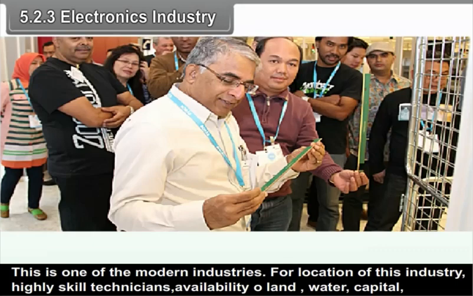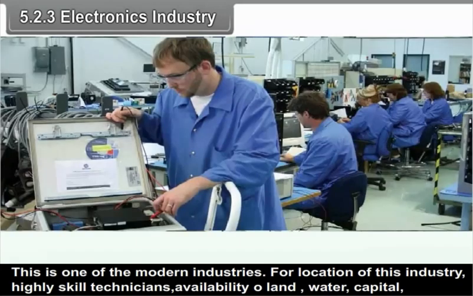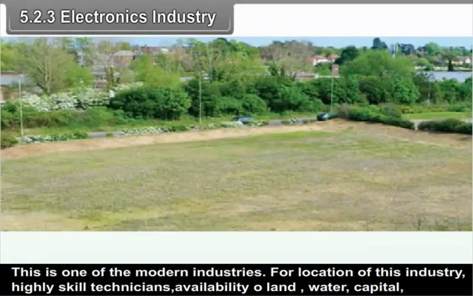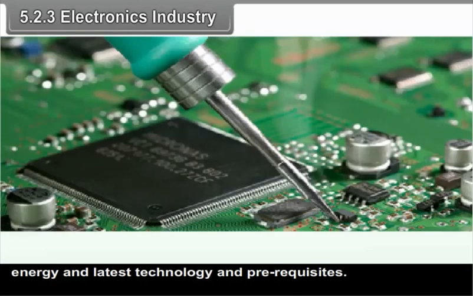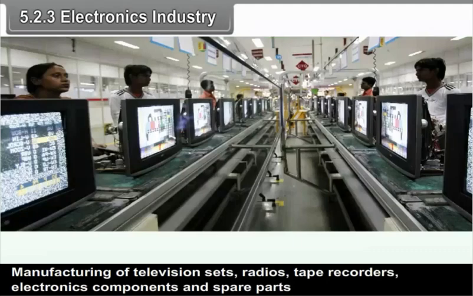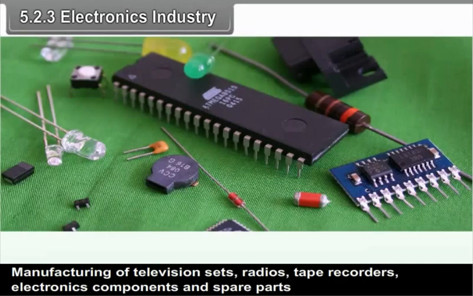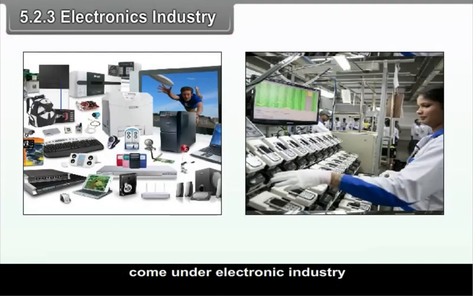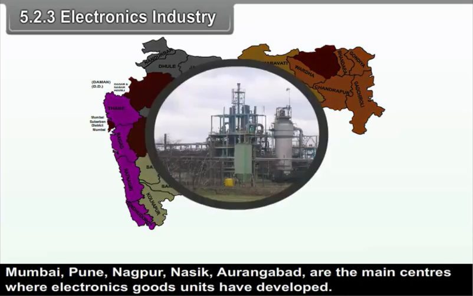5.2.3 Electronics industry. This is one of the modern industries. For location of this industry, highly skilled technicians, availability of land, water, capital, energy and latest technology are the prerequisites. Manufacturing of television sets, radios, tape recorders, electronics components and spare parts come under electronic industry. Mumbai, Pune, Nagpur, Nasik, Aurangabad are the main centers where electronics goods units have developed.